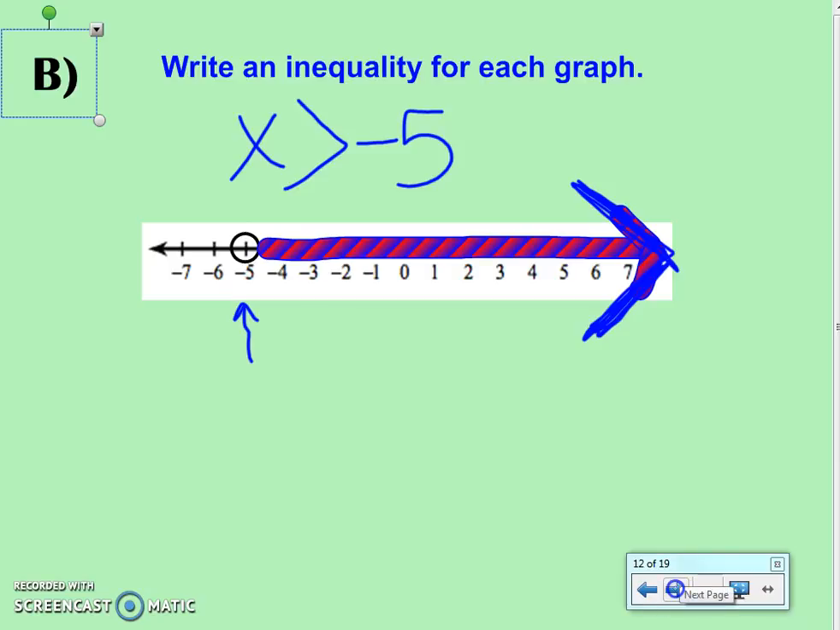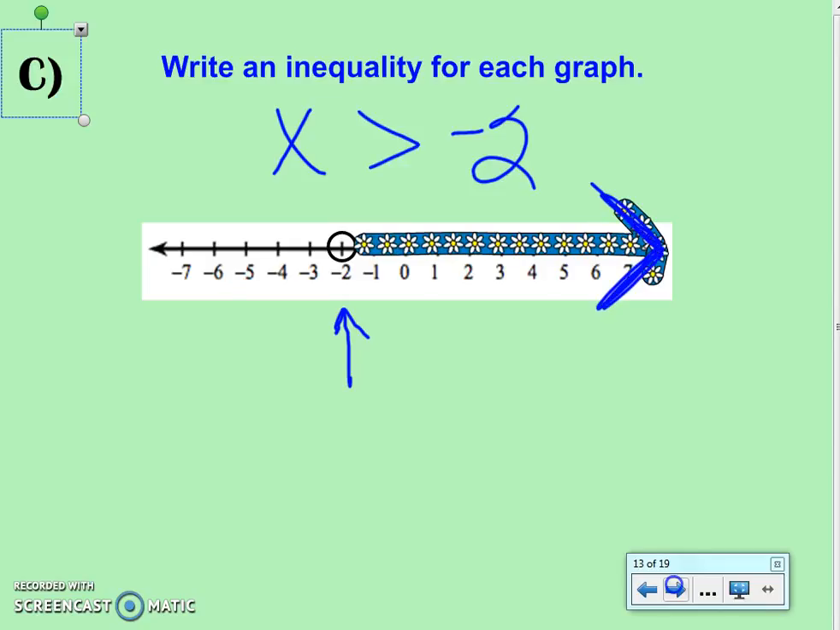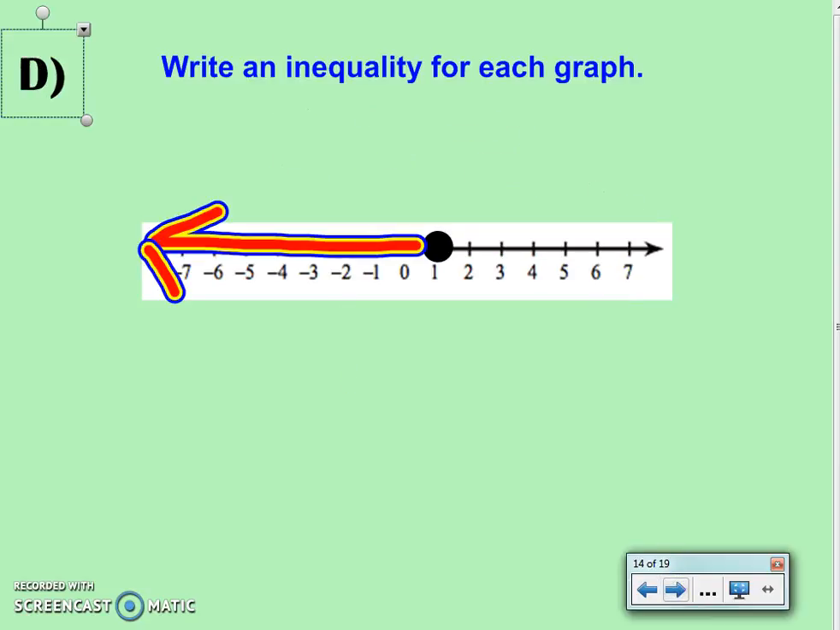How about this one? Okay, so pick any variable you want. Look to see what number the circle is above. It's above -2. Write that down on the right-hand side. Take your pencil, trace over the arrow at the end, and that tells you what symbol to put in the middle. X is greater than -2.